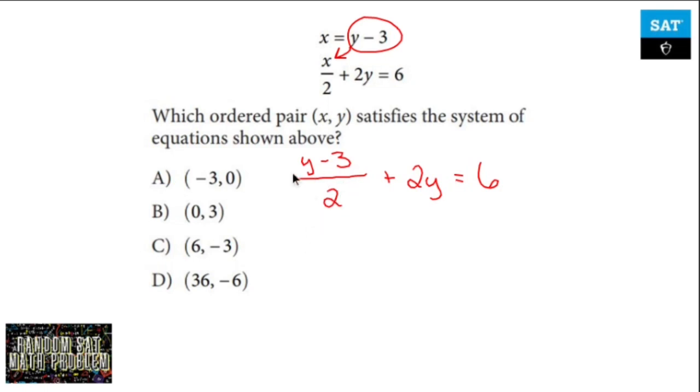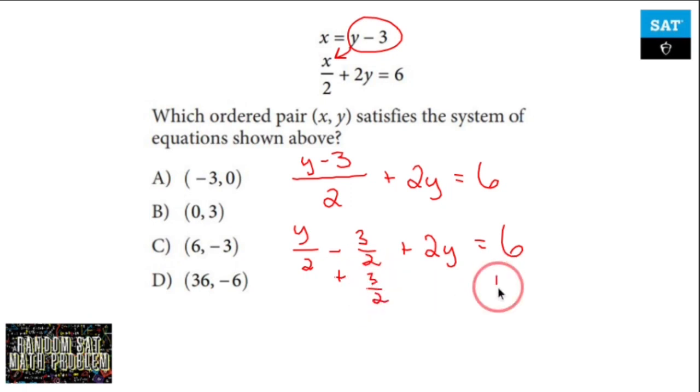I'm trying to think of the easiest, simplest way to go about this. It's probably if I just divide these ones individually. I was thinking, do I want to multiply everything by 2? But now I'll just divide by 2: y over 2 minus 3 over 2 plus 2y equals 6. So I can add 3 over 2 to both sides.